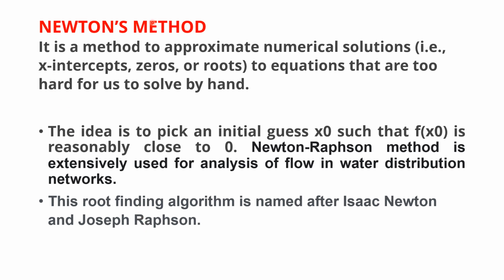Newton's method. It is a method to approximate numerical solutions to equations that are too hard for us to solve by hand. The idea is to pick an initial guess x sub 0 such that f of x sub 0 is reasonably close to 0. And this method is extensively used for analysis of flow in water distribution networks. This is named after Newton and Joseph Raphson.